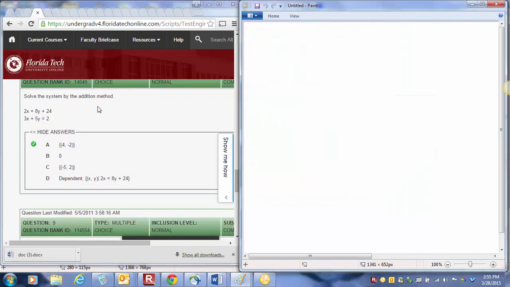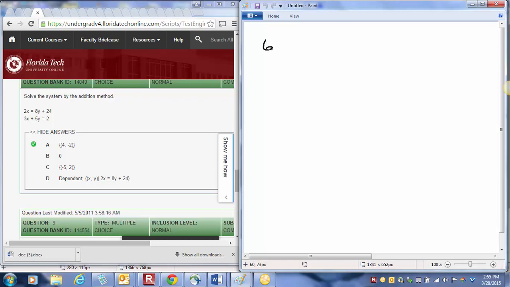Solve the system by the addition method. Okay, again here, you notice if we add, we're not going to end up with anything that will cancel. The best way to do it again here is to find the lowest common multiple between 2 and 3, which is 6. So we're going to multiply the first one by 3.